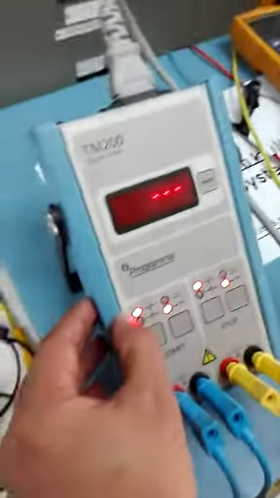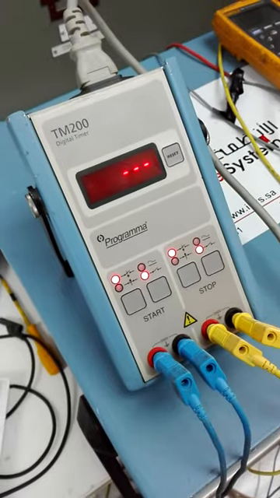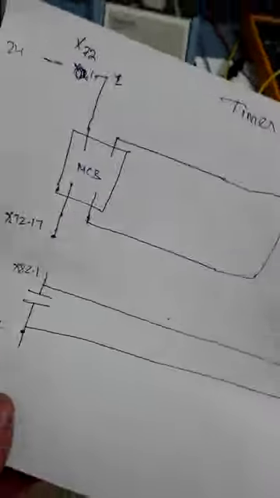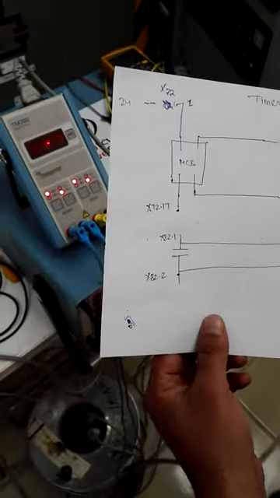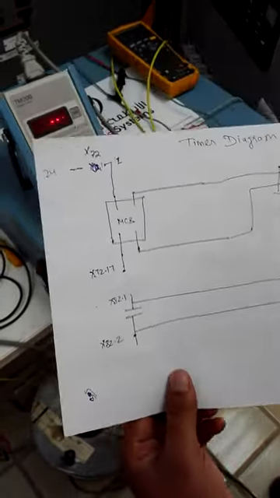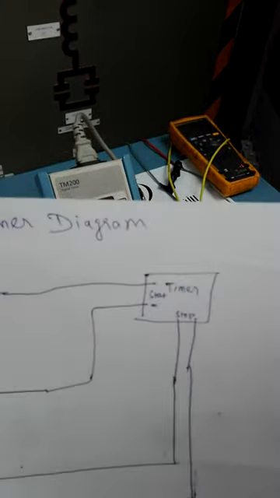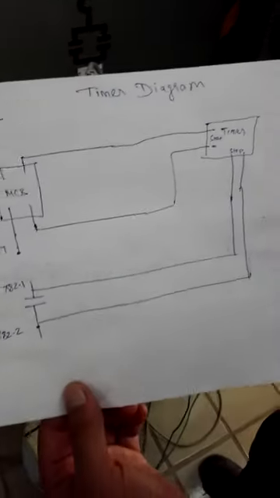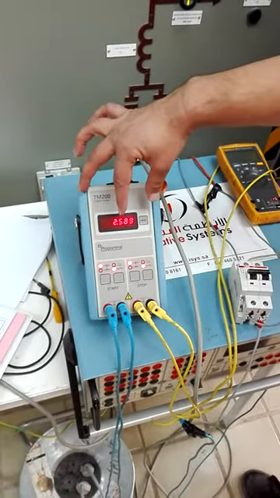Okay, now this is the arrangement. From normally open to normally close, start timer, and stop from normally open to normally close. So now according to our arrangement, make a connection from X72.17 to X82.2. Then I will turn on the MCB and we will measure the time. Start it. Now I will turn on the MCB and measure the time.